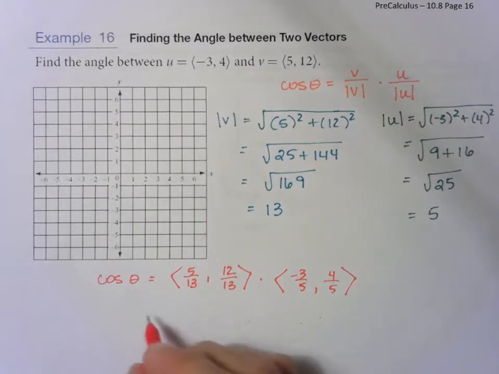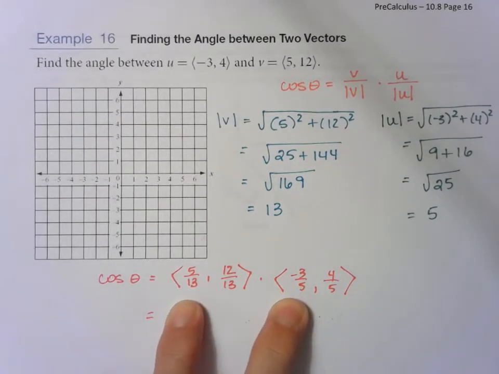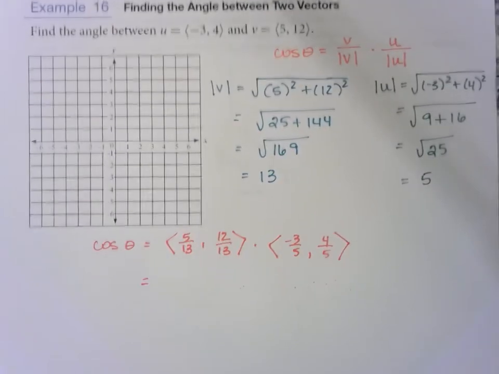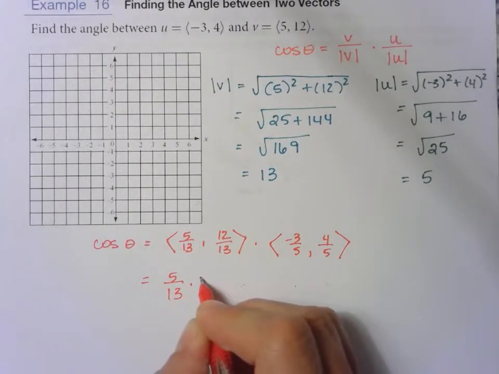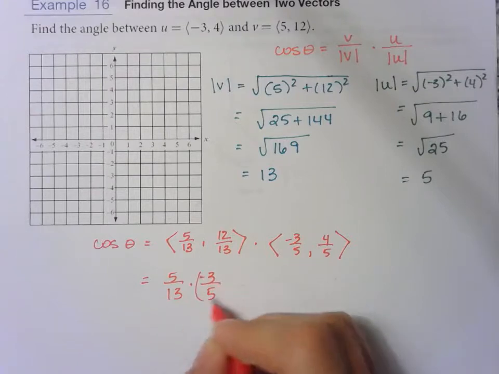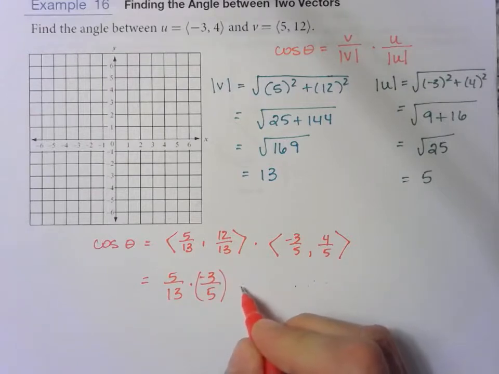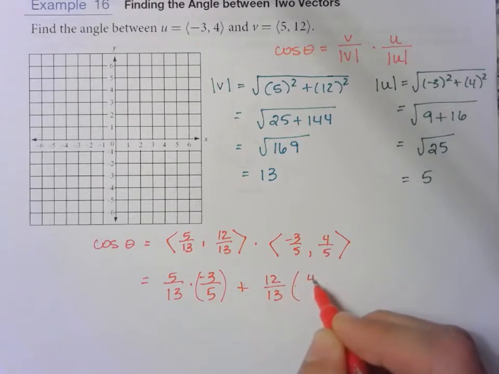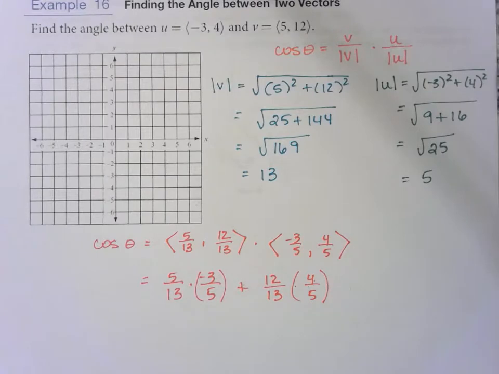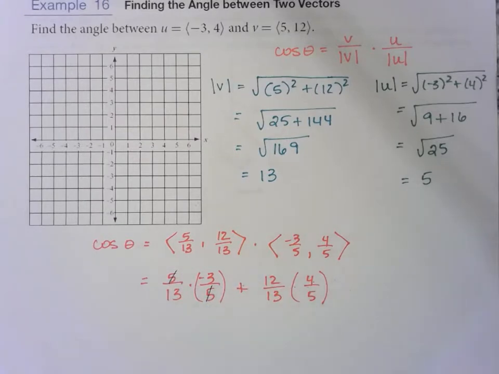Okay, let's find the dot product. Multiply the a's, multiply the b's, add them together. So we have 5 over 13 times negative 3 over 5. I like parentheses instead of the dot. And then plus 12 over 13 times 4 over 5. We can reduce that first fraction. 5 will go into 5 once. So we just end up with negative 3 over 13.